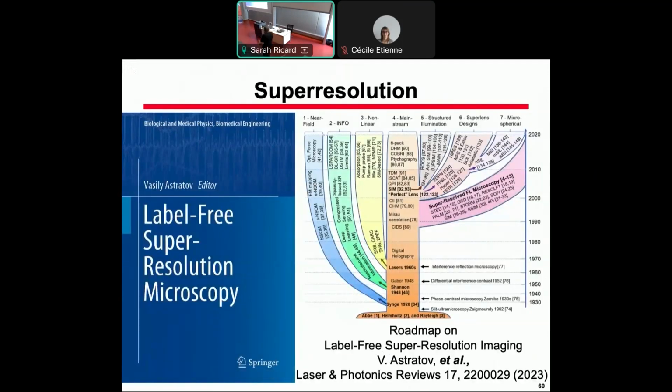Super resolution, that is the big unknown. Super resolution is a reality in fluorescence. But many people are interested in label-free super resolution. There is this book by Vasily Astratov, a very interesting book with very big authors. And recently there was a roadmap. The roadmap is in open access also.